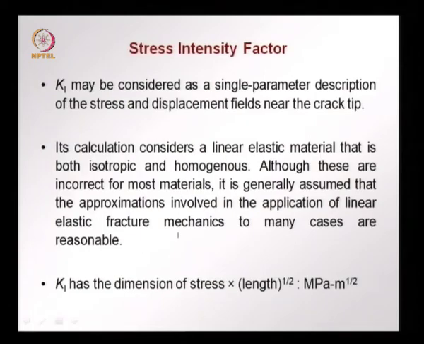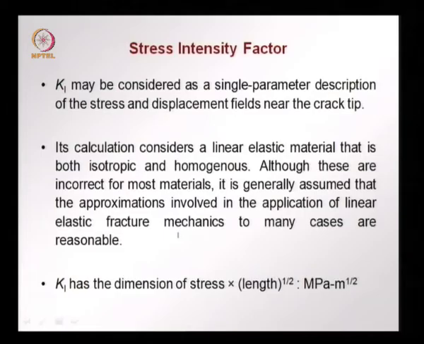K1 can be considered as a single parameter describing the stress in the displacement fields near the crack tip. To calculate it, we generally consider the material to be linear elastic and both isotropic and homogeneous, that is, the properties are uniform and the material is behaving in a linear elastic manner even though it is fracturing. This has limitations and it can be incorrect for many materials, but generally we assume that the approximations involved in the application of linear elastic fracture mechanics are reasonable. We get reasonable values and we can use these values and modify them later to bring in other non-linearities.